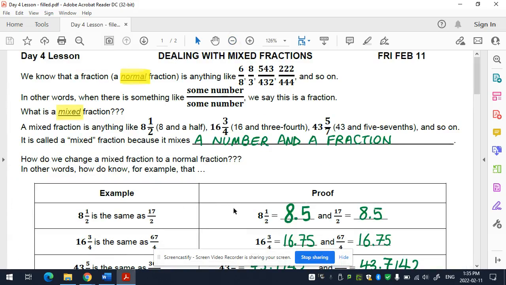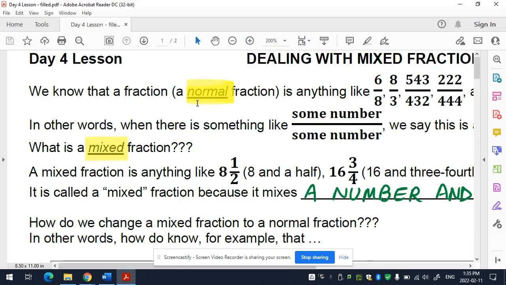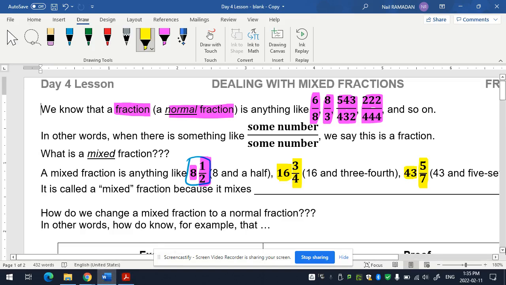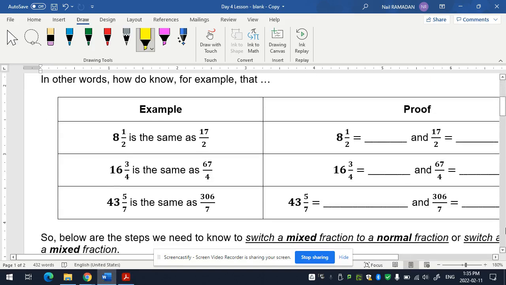So, how do you change a mixed fraction to a normal fraction? In other words, how do you know, for example, that... Okay, so let me show you some examples here. All right, everyone, let's go to the table. How can you prove that 8 and 1/2 is the same as 17 over 2?